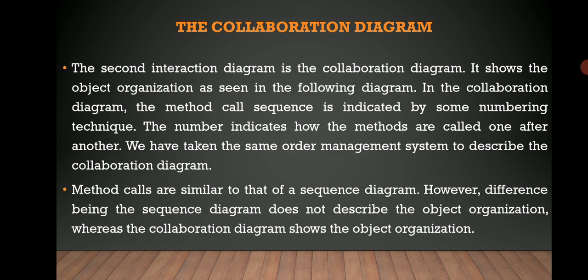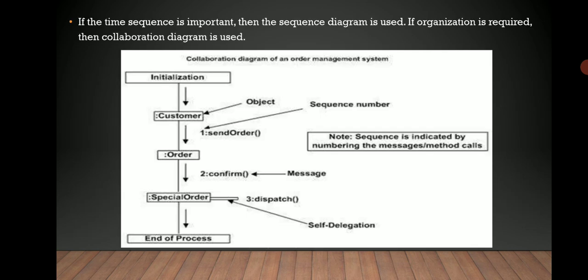So we have taken the same order management system to describe the collaboration diagram. Method calls are similar to that of the sequence diagram. However, the difference is that the sequence diagram does not describe the object organization, whereas the collaboration diagram shows the object organization. So if the time sequence is important, then the sequence diagram is used. If organization is required, then the collaboration diagram is used. That is the difference between the sequence diagram and the collaboration diagram.